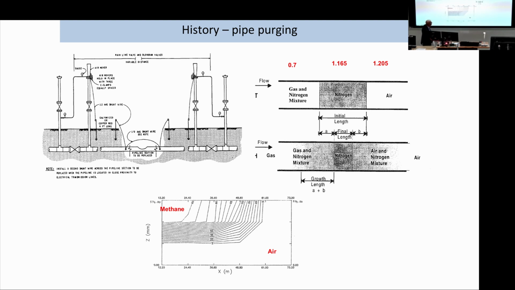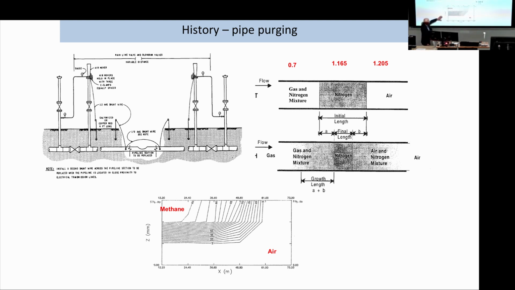Let's go back. So nitrogen, and then you add gas with a nitrogen mixture to avoid the gas and air mixing directly. Now, again, these up the top are the densities of those three mixtures. Methane is about 0.7 kilograms per meter cubed, compared to air at 1.2. And those density differences cause buoyancy effects that stratify the flow.